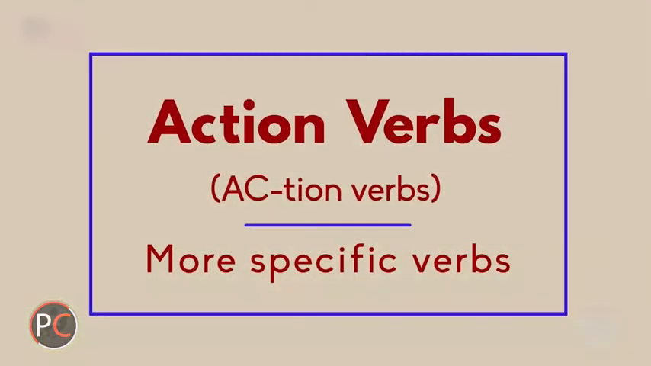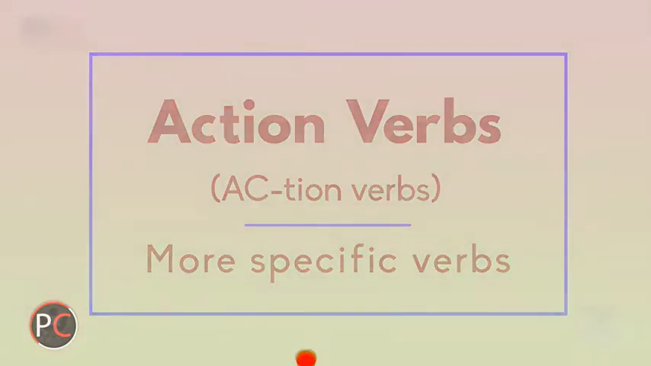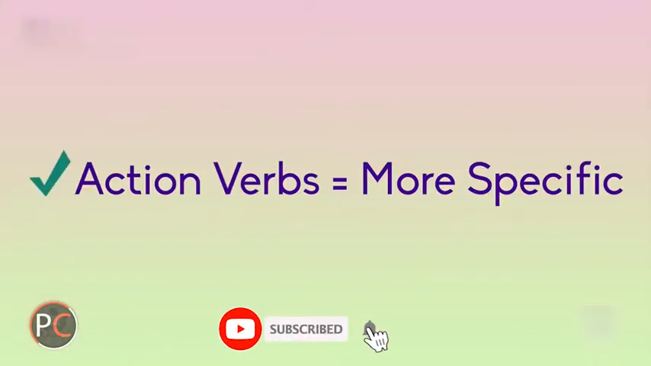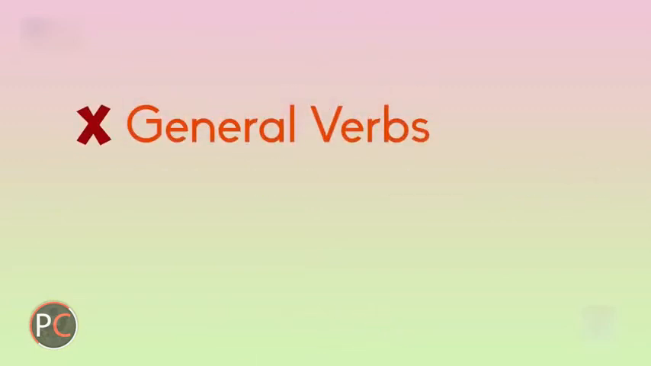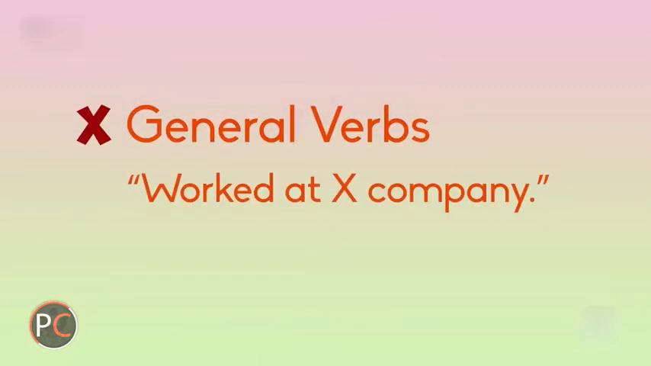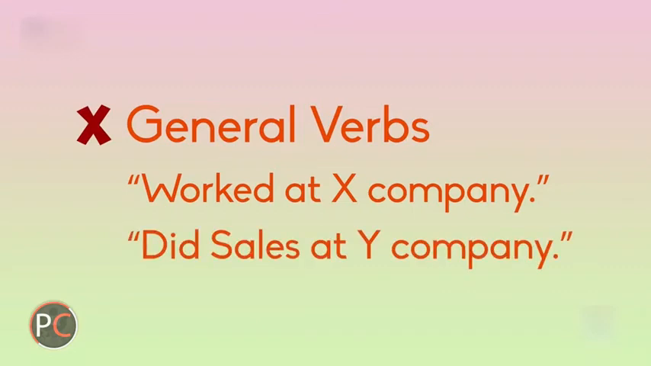We use action verbs in our resumes because they are more specific verbs. They tell the employer a lot more about what you do or did in your jobs than general verbs do. For example, if I said, worked at X company or did sales at Y company, that doesn't really tell the employer very much. The verbs are too general or unspecific.